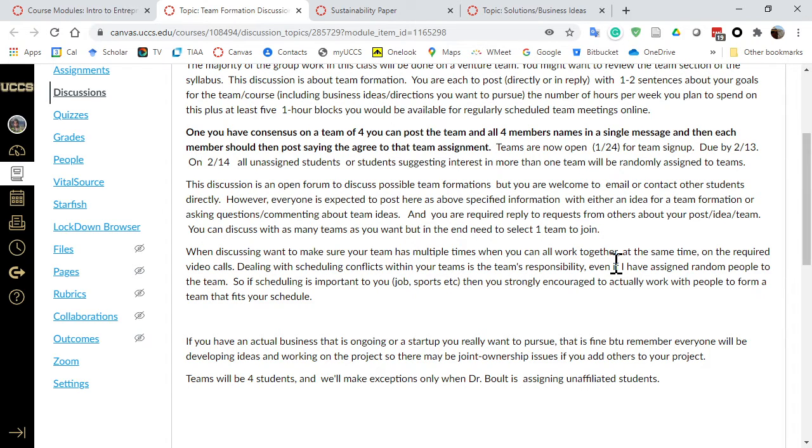When you're looking at this, okay, scheduling your job is probably one of the most important things, but interests are also important. If you actually have a business that's ongoing or a startup you really want to pursue, that's perfectly fine, but you have to remember that developing ideas and working the project is for everyone in this class, so there might be some joint ownership issues in terms of intellectual property and who owns what if you add others to your project. So if you're doing that, be very explicit about what your expectations are.